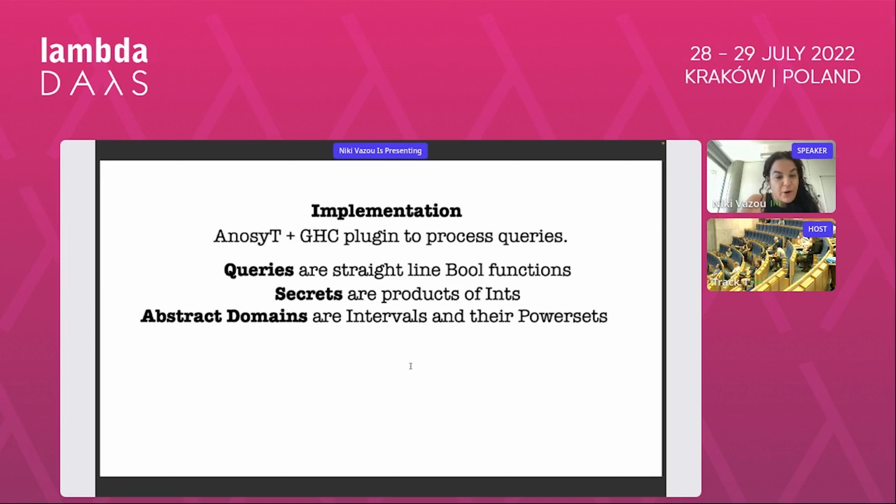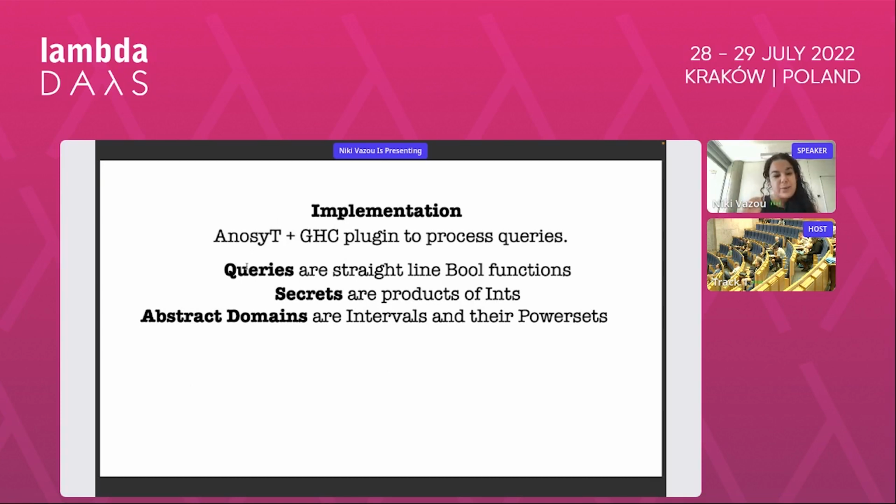All this is implemented in Haskell, and AnosyT defines this monad transformer, and we have the knowledge type class and some instances that we have implemented and verified. Also, there is a lot of pre-processing that is happening to synthesize the knowledge, and this pre-processing is happening as a GHC plugin where the user defines all the queries and we go and analyze all the queries. So you cannot do a downgrade to any arbitrary function.